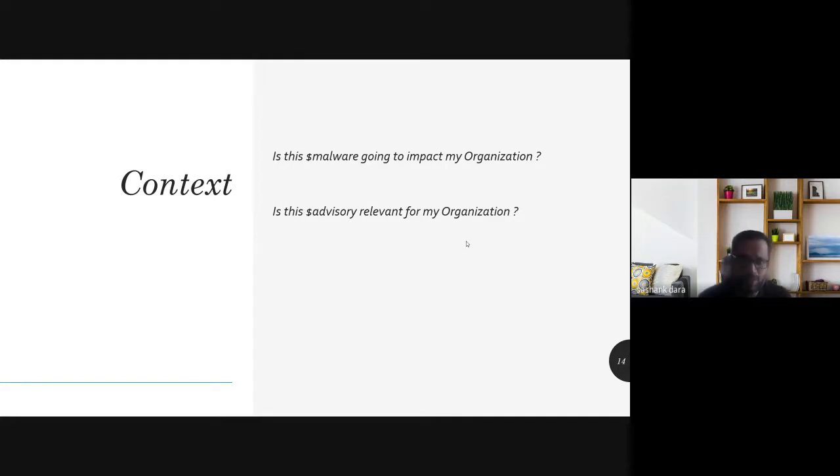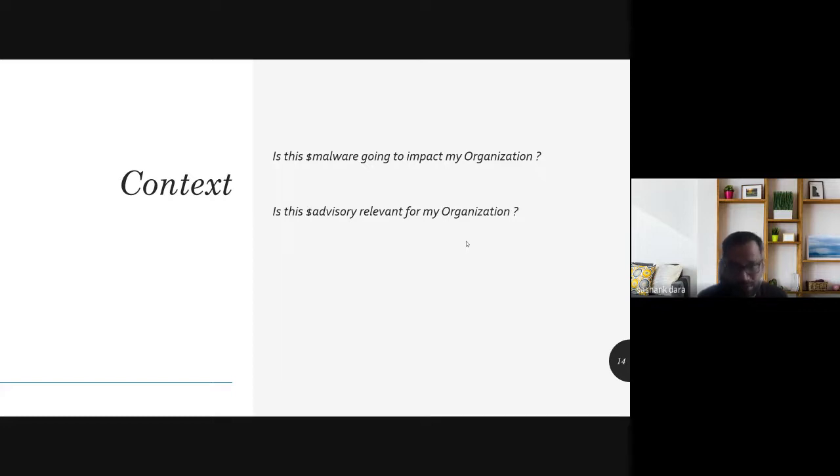So the two primary questions: is this malware, right? You can replace the dollar malware. I meant it to be a variable, right? We are all programmers and researchers and things like that. So you can replace it with any malware out there. Is this particular malware which I'm reading about going to impact my organization? That's the first question, right? I read about Log4j, that's not a malware, by the way, it's just a vulnerability. I read about whatever is the latest malware, or a ransomware attack. Is it going to impact my organization?